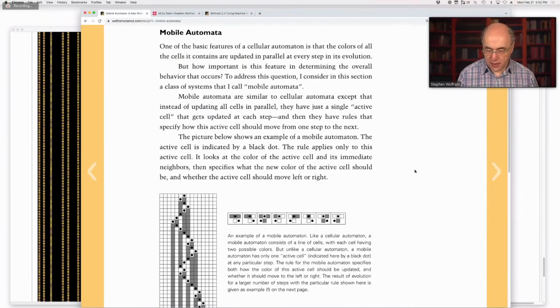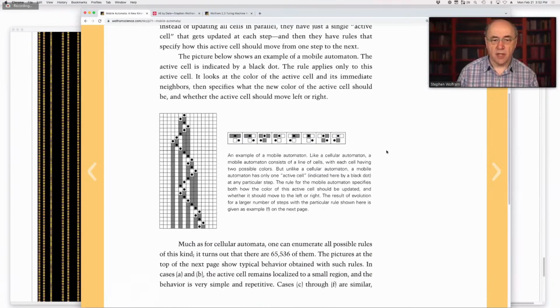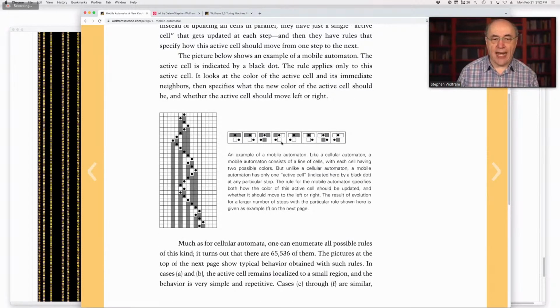So the next thing I looked at was mobile automata. These are things I came up with as a minimal way of just doing one thing at a time. In a cellular automaton, every cell updates according to the same rule at the same time. In a mobile automaton, you have an active cell, a head, so to speak, and you only look at the place where that active cell is, and then you have rules like the cellular automaton rules, but those rules only operate at the position of that active cell. And the rules specify not only what the color of the new cell in the center will be, but also whether the active cell will move to the left or the right.